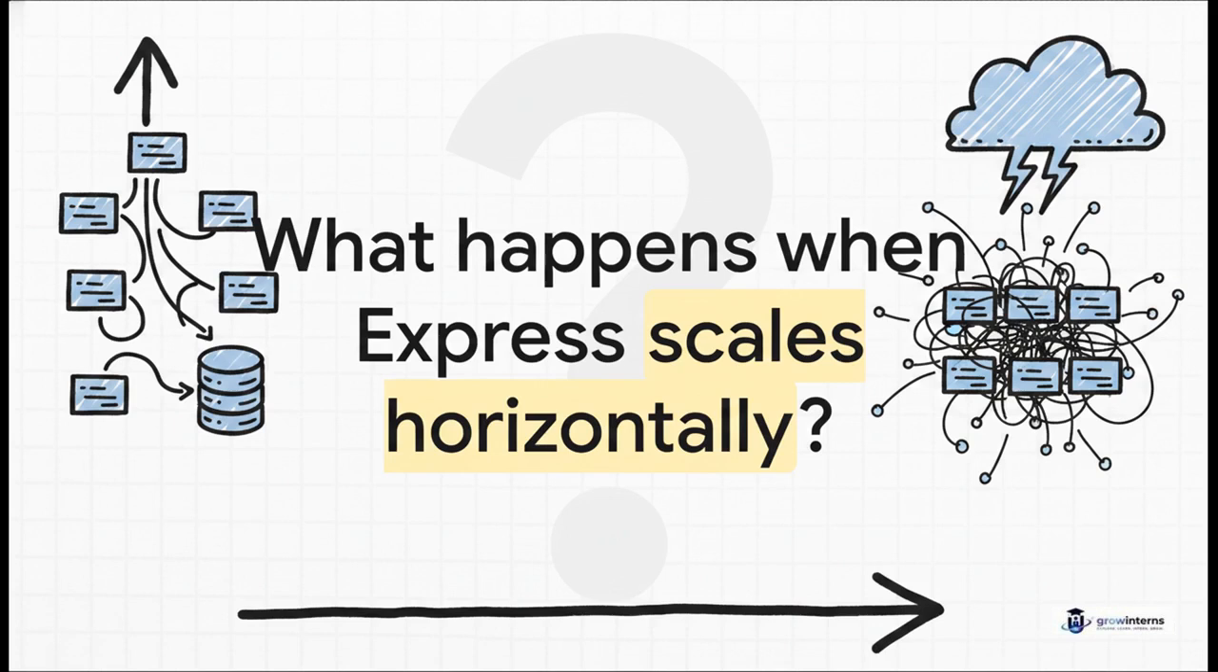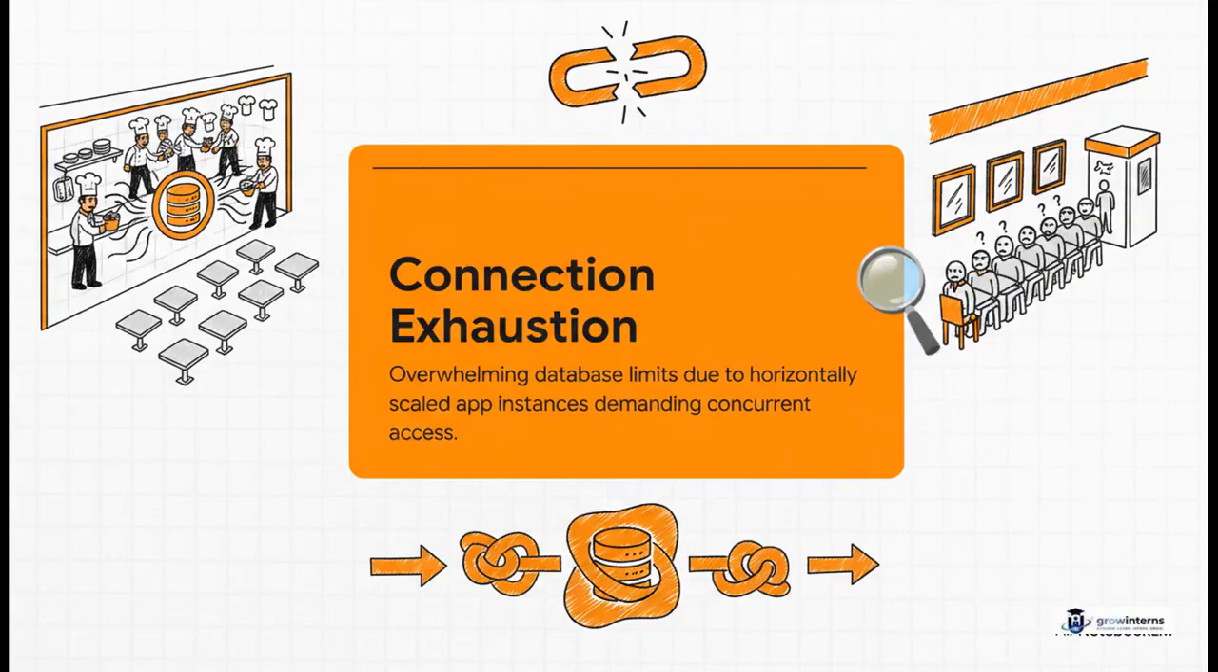Remember, Node.js is single-threaded, so every single time it spins up a new instance to handle a massive traffic spike, that brand new instance is opening fresh connections directly to your database. And that is exactly where we meet the villain of today's explainer, connection exhaustion.